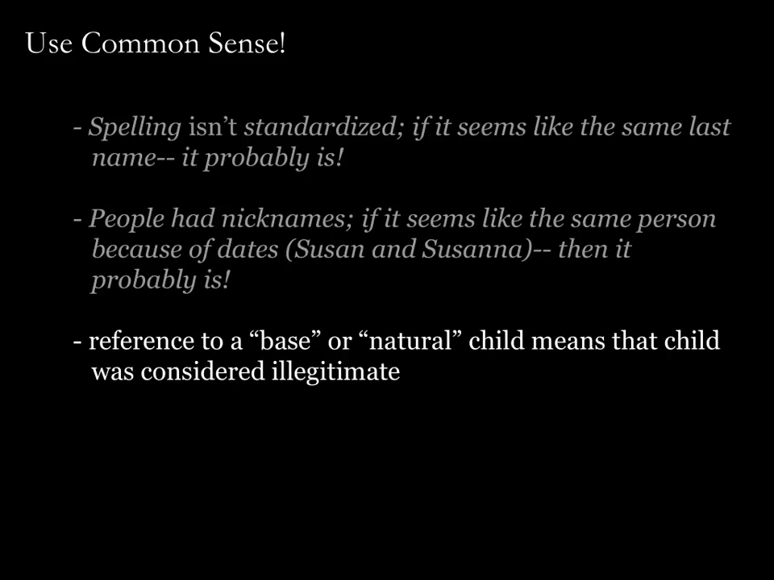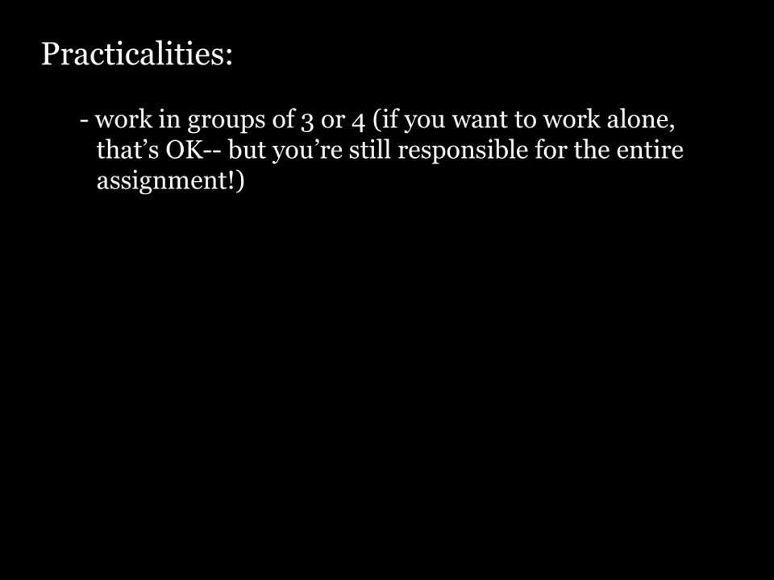And finally, if there's ever a reference to a base or a natural child, what this means is that the child was considered illegitimate. You will find instances where you've got a base or natural child and then the parents marry after. So you'll have an earlier birth date for the child than you will for the marriage.